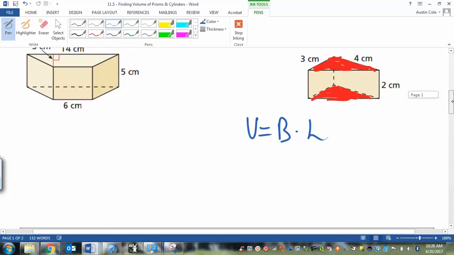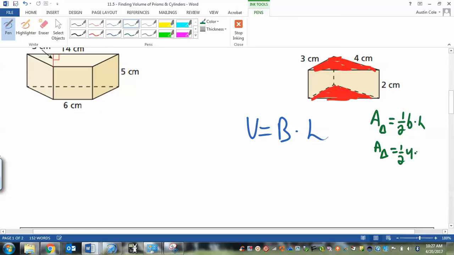Do we know how to find the area of a triangle? Yeah. I think so. What is it? 1/2 base times height. So the area of our triangle is 1/2 base times the height. Doesn't really matter which one we use where. We'll call 4 the base. So area of the triangle equals 1/2 of 4 times 3. So area of a triangle equals 2 times 3, which is 6. And that is our big B.